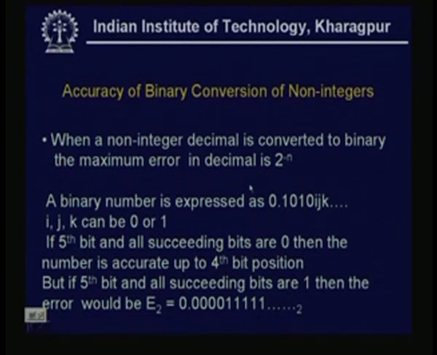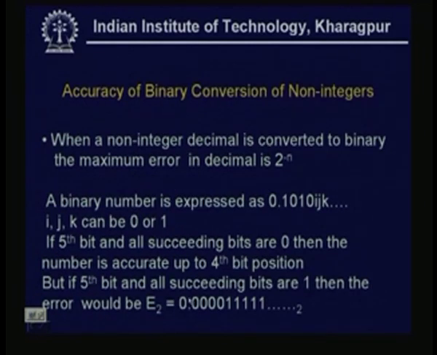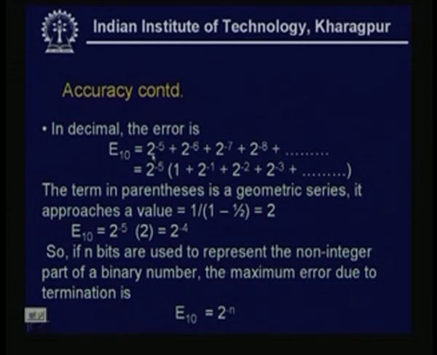Now, we see how we have approximated this. In decimal the error is E10. How it comes is 2 to the power minus 5, plus 2 to the power minus 6, plus 2 to the power minus 7, plus 2 to the power minus 8. We see the previous slide again. Actually I have dropped the 5th bit and all the succeeding bits, and if they were all ones, then we have defined this as the error. Now, this is the place value after the decimal point, this is the 5th bit. So, it will be 1 into 2 to the power minus 5. The second one is 1 into 2 to the power minus 6.